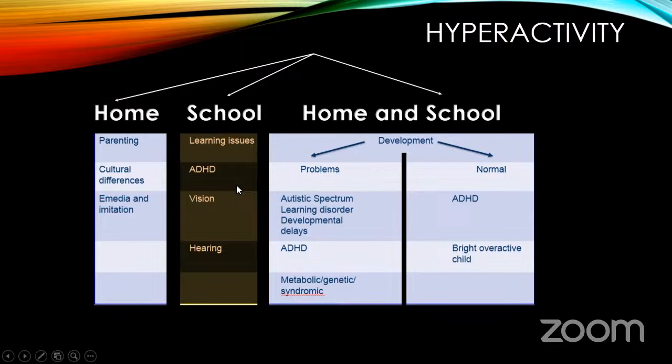Vision, hearing, we never forget. If the mother's history is that the child is hyperactive and unmanageable both at home and school, take a quick look at the development.